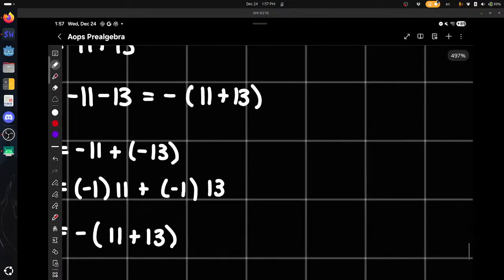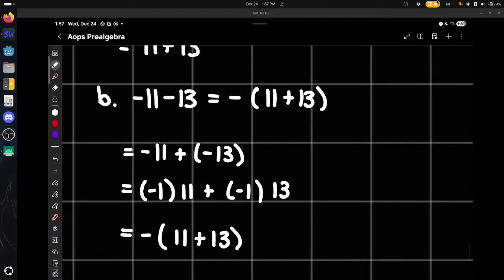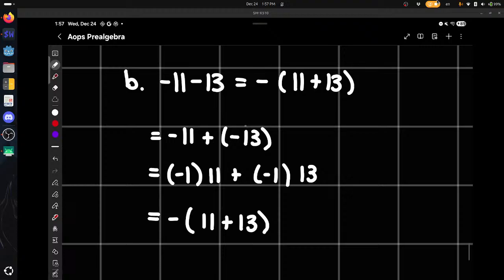Now we can also do this on the right hand side by distributing or handing out the negative 1, because this is really a negative 1 right there. And we'll get the same expression as the left hand side.